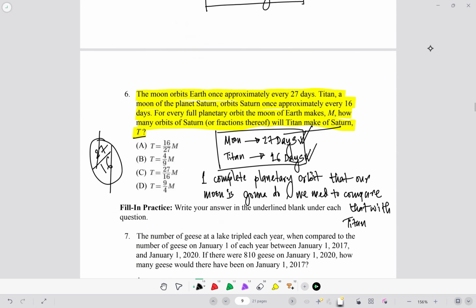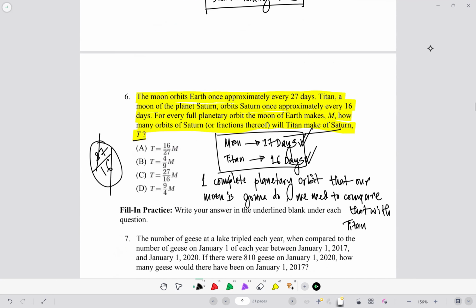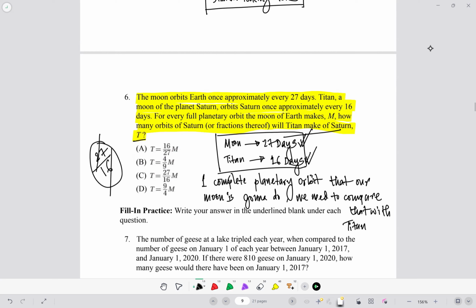Do you have any question? No. I'm just saying, that's how I thought. Because 27 can go down to 9 and then 16 is 4, because 4 times 4 is 16, and 9 times 3 is 27. Can you divide the numerator and denominator by the same number?